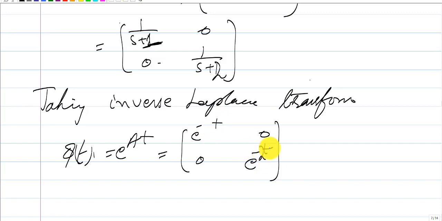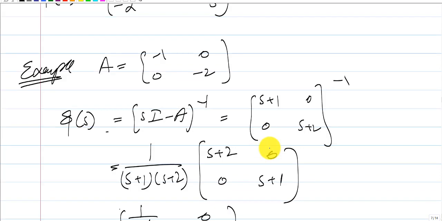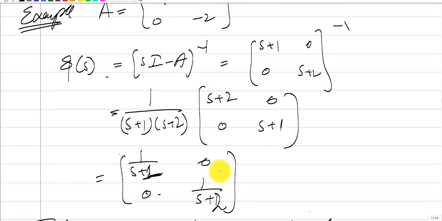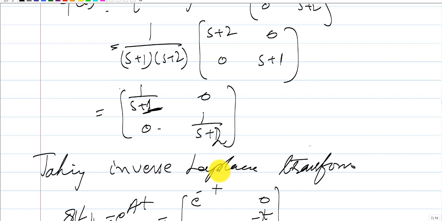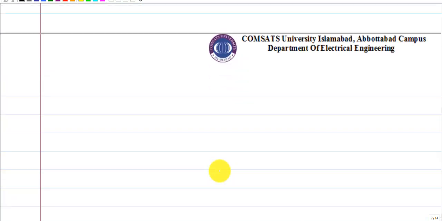Here that is very important in this scenario: if this system matrix is diagonal, then its state transition matrix will be simply the exponentials of those diagonal values. So we can see it's quite simple. Let's look at another example in which we have repeated numbers in the matrix A.